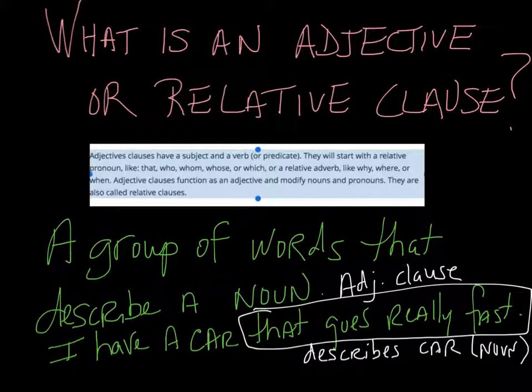So basically, an adjective or a relative clause is a group of words that describe a noun. They are only a part of the sentence. They are a clause. I have a car that goes really fast. That goes really fast describes the car. Because it's describing the car, it is an adjective clause. And you notice the introduction of the clause with the word that, which in Spanish is going to be, of course, que, which is very important for us to use with the subjunctive.